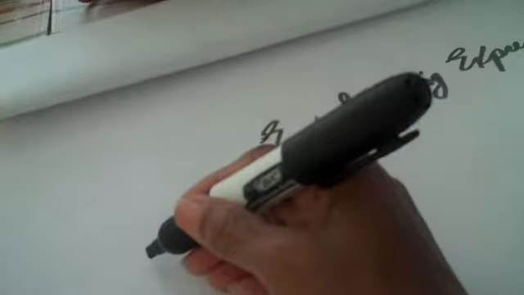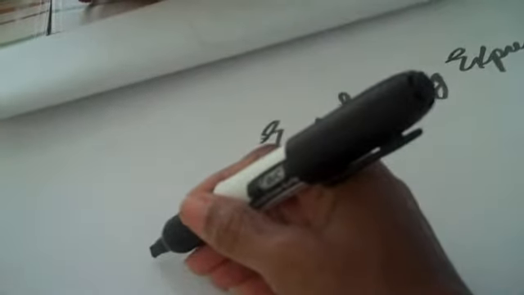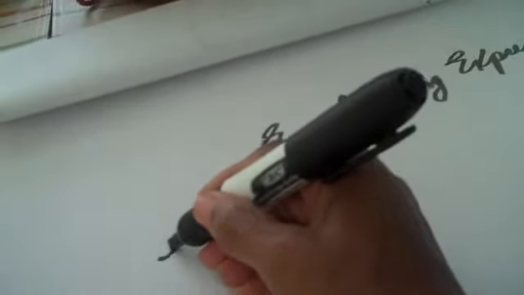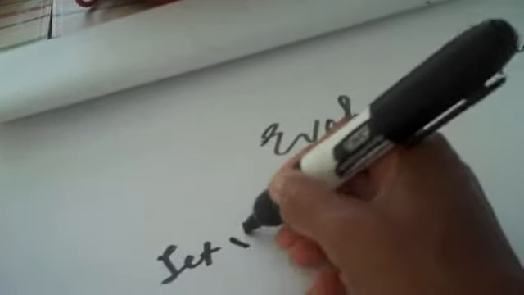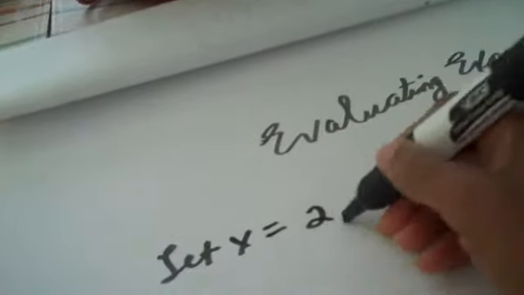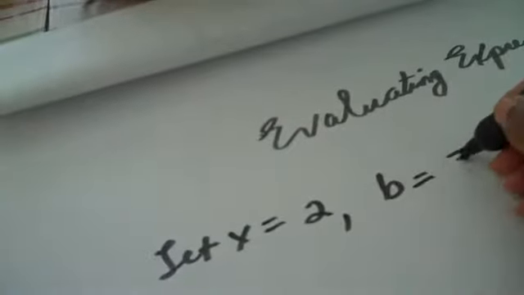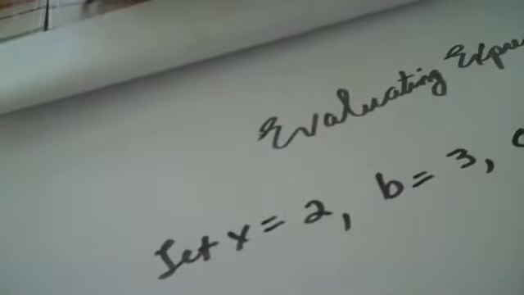We're going to look at evaluating expressions. When you evaluate an expression, you'll have some values for variables given. So we're going to say let x equal 2, b equal 3, and c equal 1.